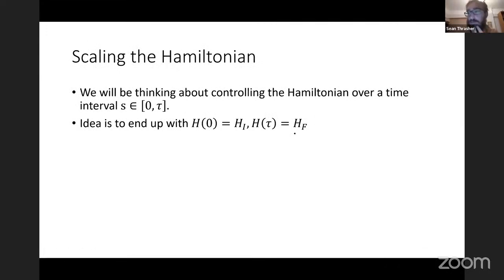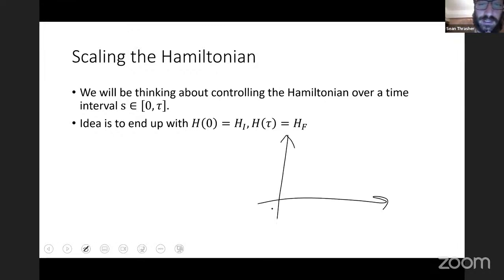Now to connect this to quantum computing, I'm going to imagine that I start out at time t equals 0 with some initial Hamiltonian, and then I end up at a final Hamiltonian. So this is the picture that I want you to have in mind.